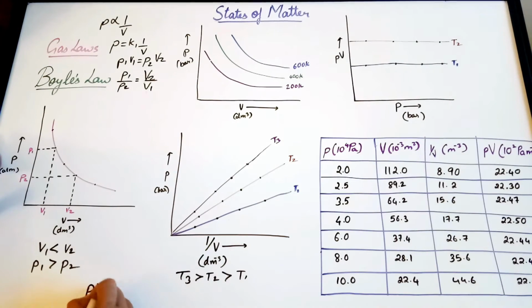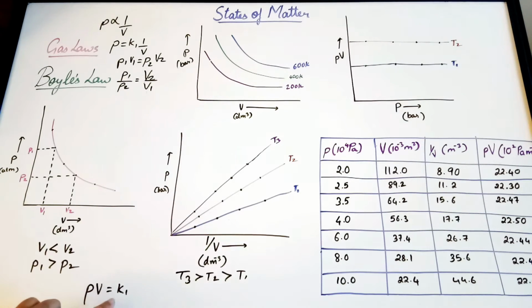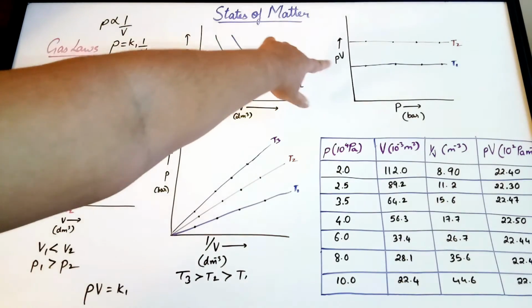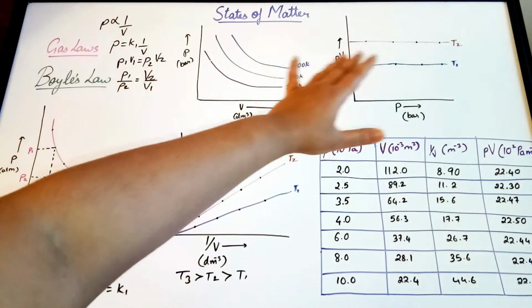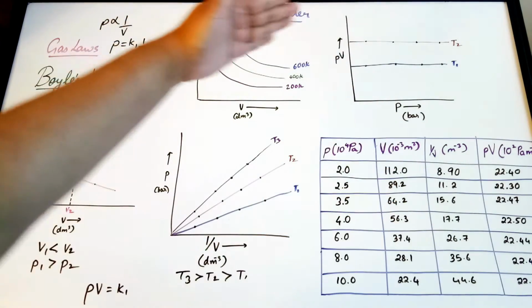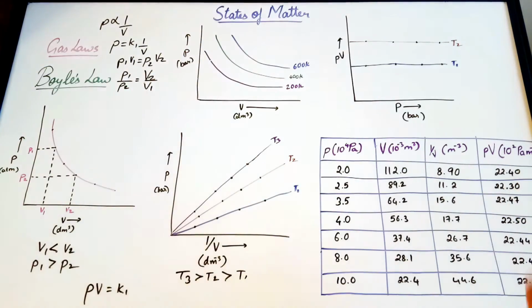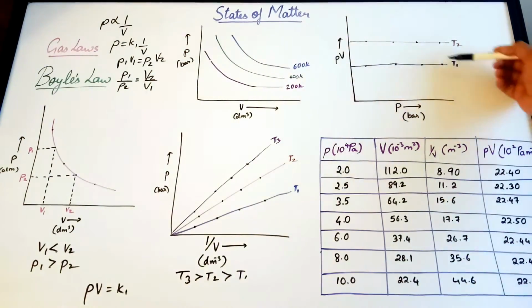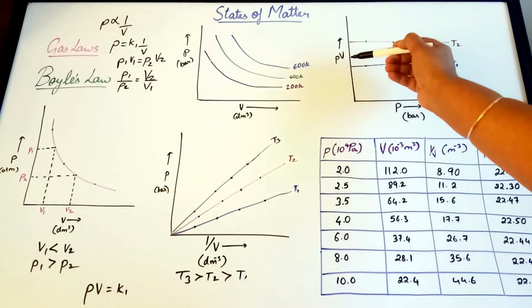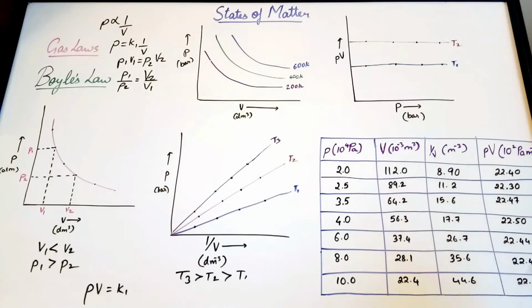Remember, when I said PV equals K1, the product of pressure and volume at a constant temperature and fixed amount of gas is going to stay constant. So here, PV, the product of pressure and volume, versus the pressure, when we plot the graph, we notice that we get straight lines. And obviously when there is a change in temperature, the line's position is at a different place, but even then we are just getting a straight line, and that is because of this equation.